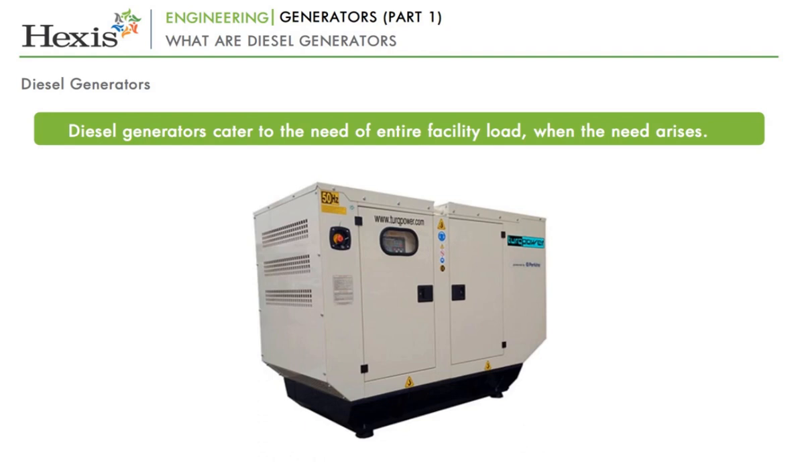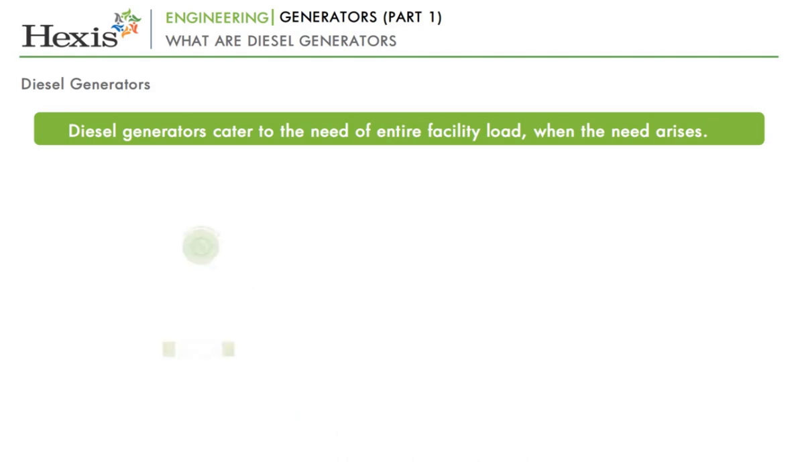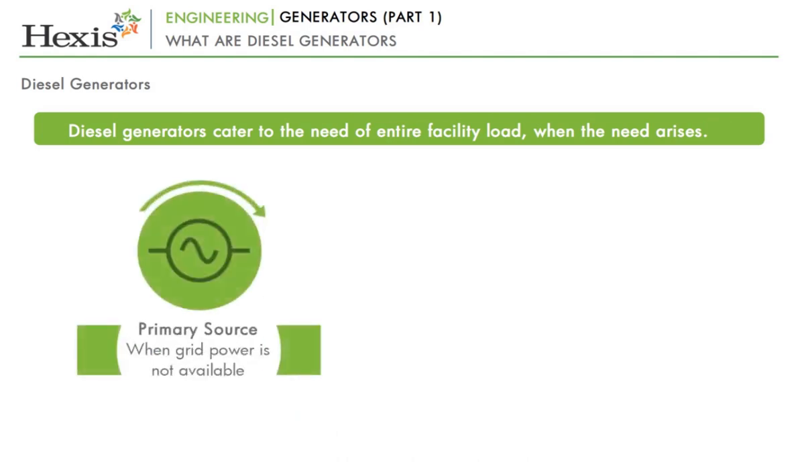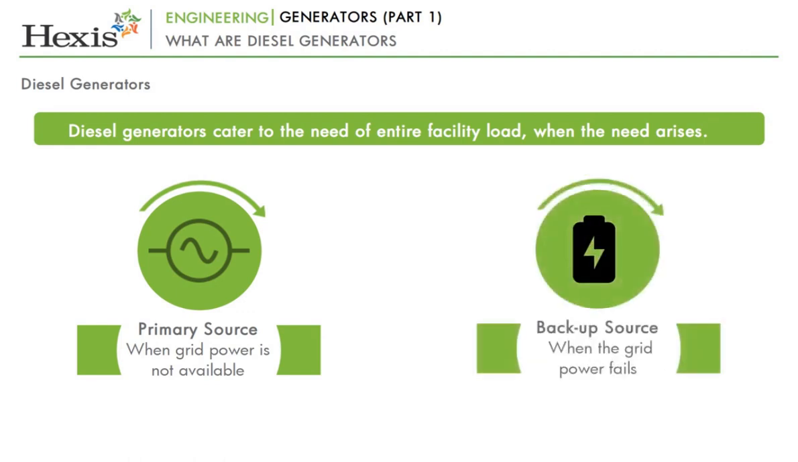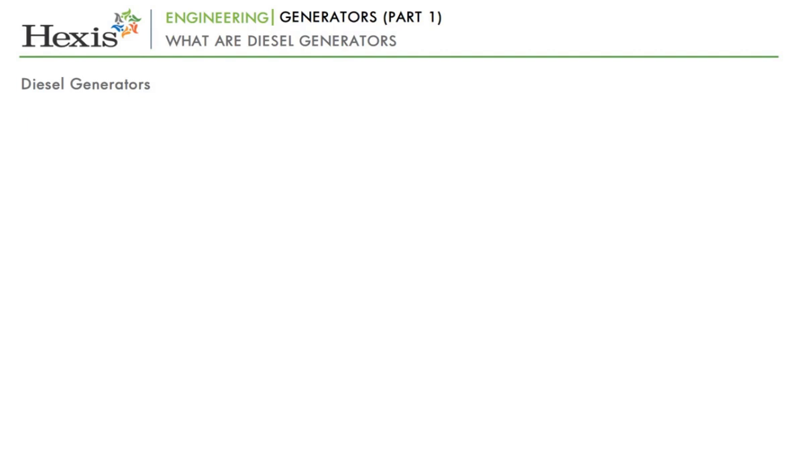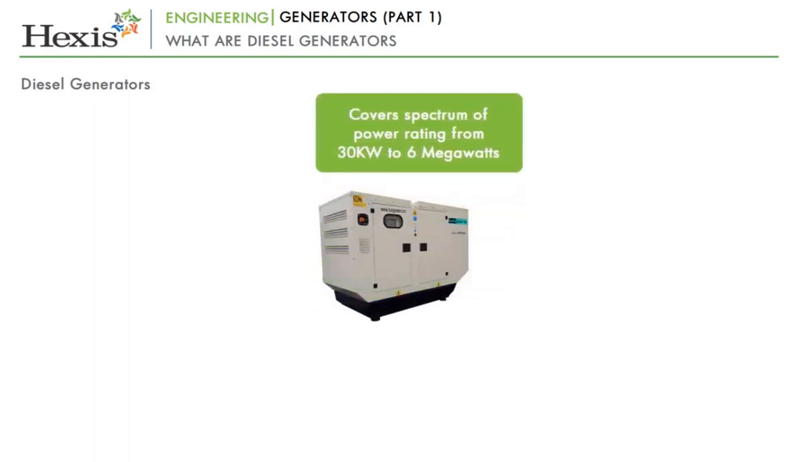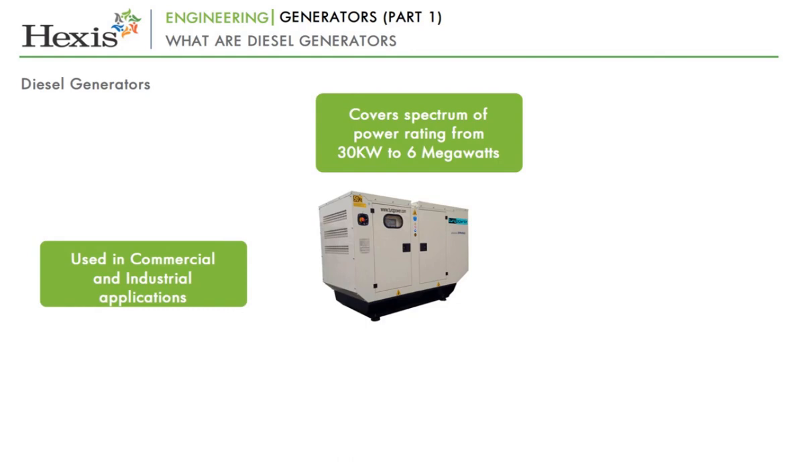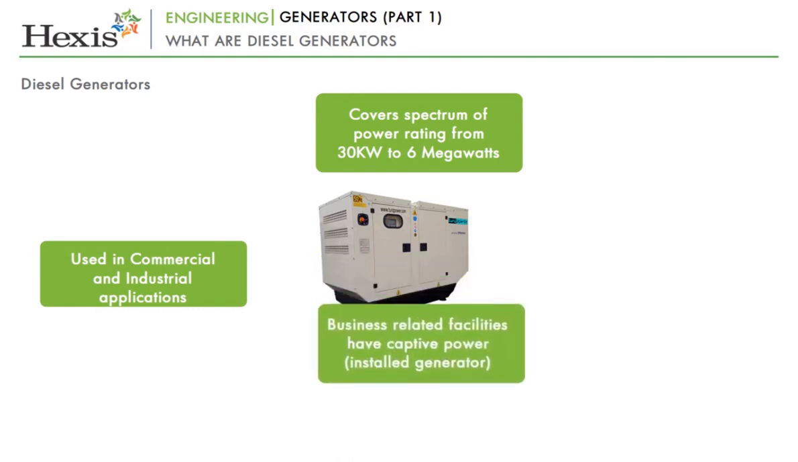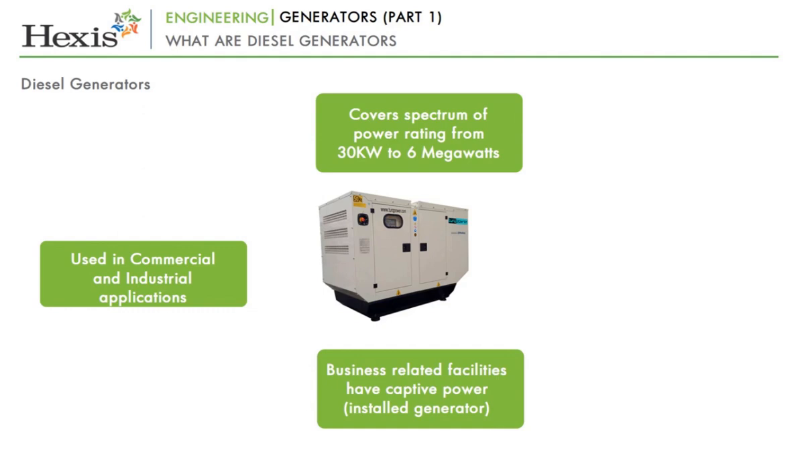Diesel generators, that is DGs, can either be used as the primary source of electricity where grid power is not available or as a backup power source when the grid power fails. Three-phase power diesel generator sets covering a wide spectrum of power rating from 30 kilowatts to 6 megawatts are typically used in commercial and industrial applications. While it is normal for business-related facilities to have captive power, that is an installed generator, which will be sufficient to take the full load.